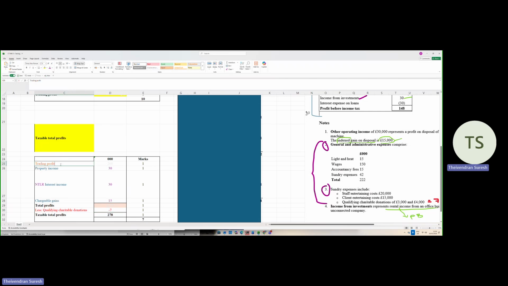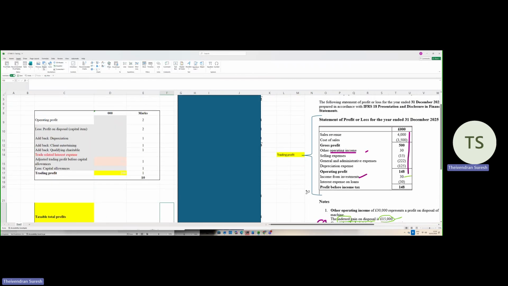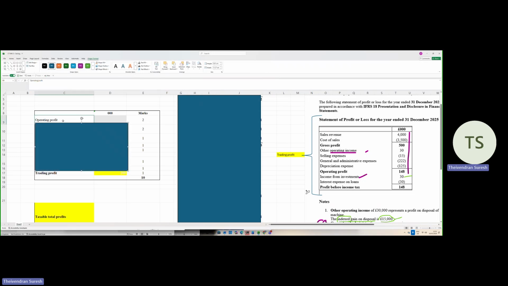We need to find now the trading profit. How can we find the trading profit? We learned that if the examiner wants us to find the trading profit, we would start from the operating profit, which is the accounting profit. Accounting profit would not only have trade profits, it would have all the other profits. So by using the accounting profit, we need to find out what would be the trading profit. That's the idea behind it.